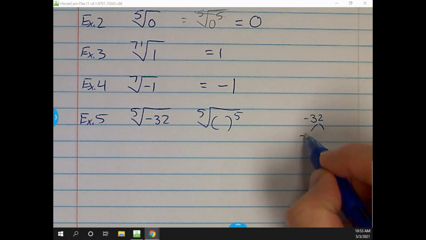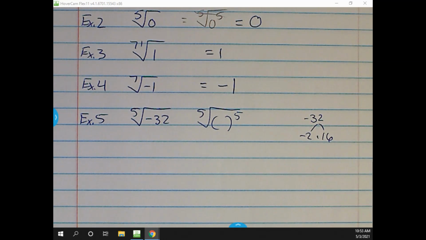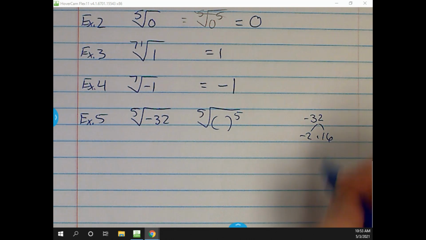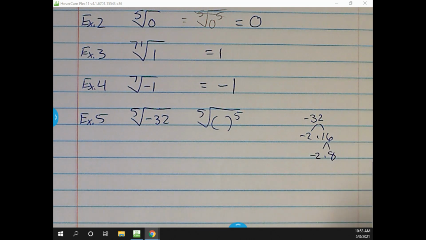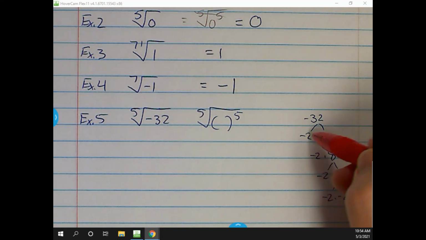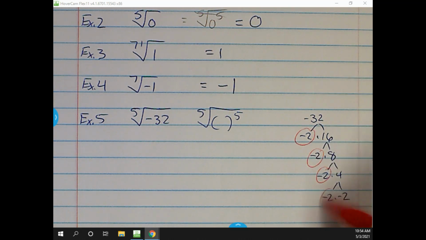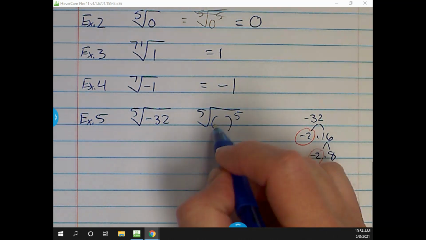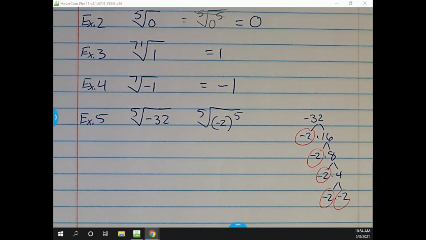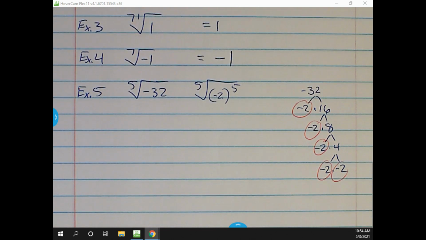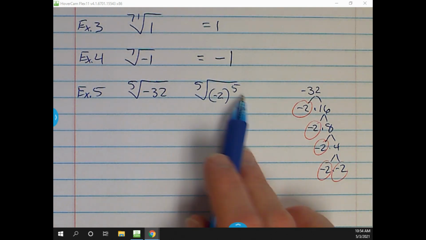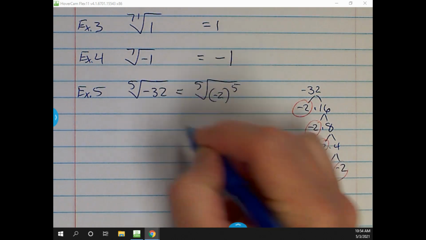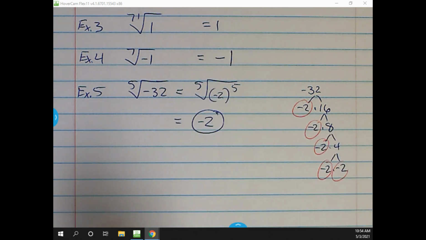We would do -2 times 16. 16, you can rewrite as -2 times 8. 8, you can write as -2 times 4. And then 4 would be -2 times -2. So there are your 1, 2, 3, 4, 5 -2s. Okay, so 5th power, 5th root, they cancel each other out. So in that case, the answer would just be -2.